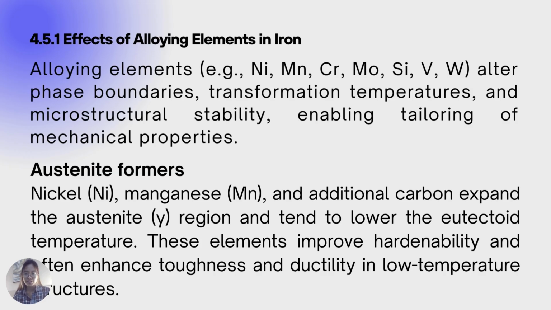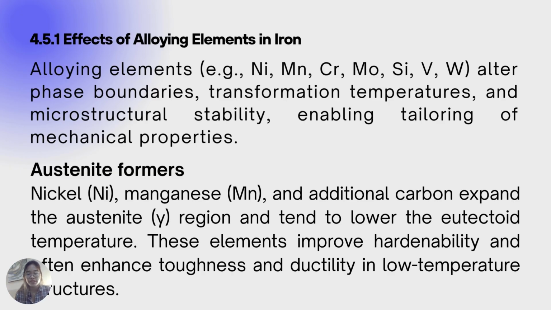Focusing on austenite formers, nickel and manganese, along with additional carbon, expand the austenite region in the iron-carbon diagram. They lower the eutectoid temperature, making it easier for austenite to form during heat treatment. These elements also increase hardenability, helping steels achieve uniform hardness after quenching. Additionally, they improve toughness and ductility, especially in steel designed for low temperatures or impact-resistant applications, such as cryogenic tanks or structural steels used in cold climates.